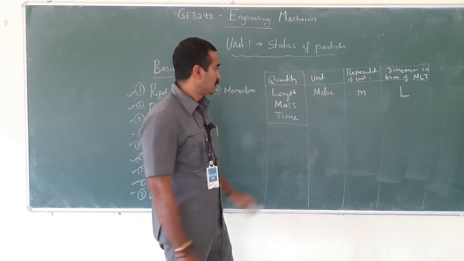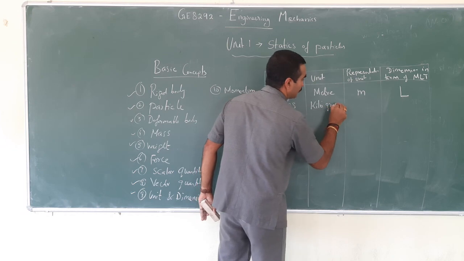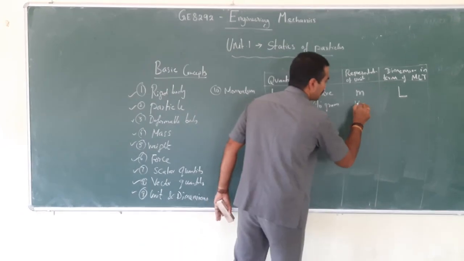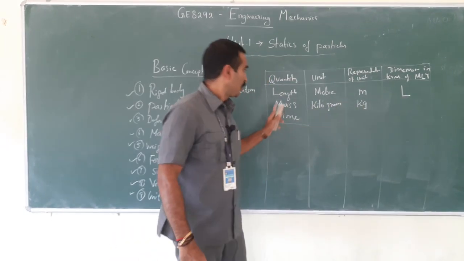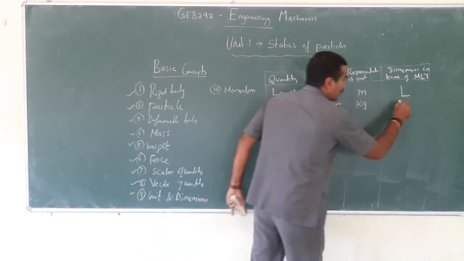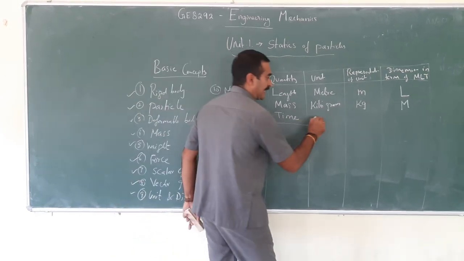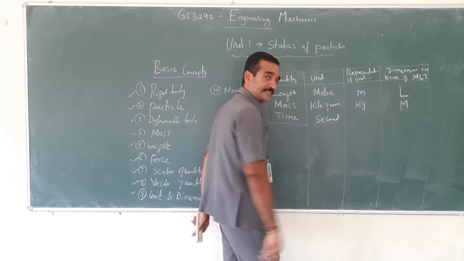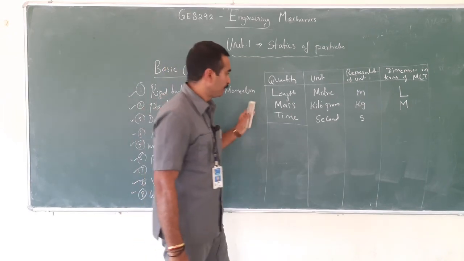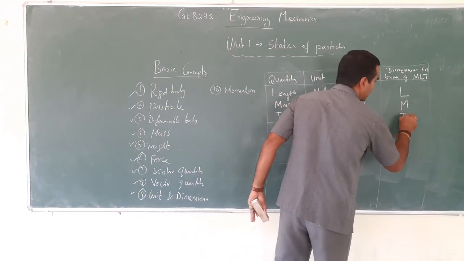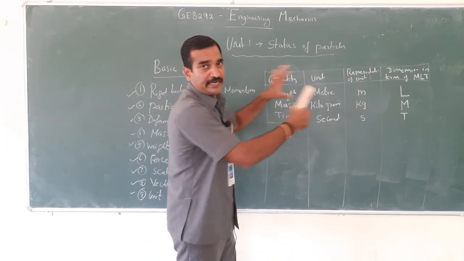When you talk about mass, the unit is kilogram, and the representation of unit for mass is kg. What about the dimension? Here it is mass, therefore it should be mentioned as M. Next, time. The unit of time is second, and the representation of unit is small s. The dimension in MLT format is T. So these are the three basic units or primary dimensions.